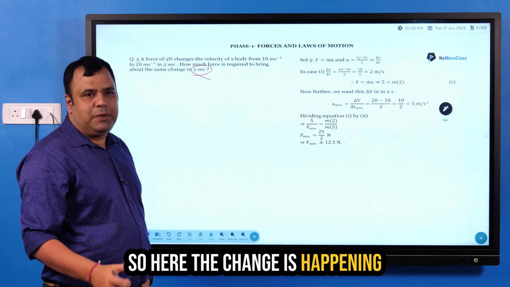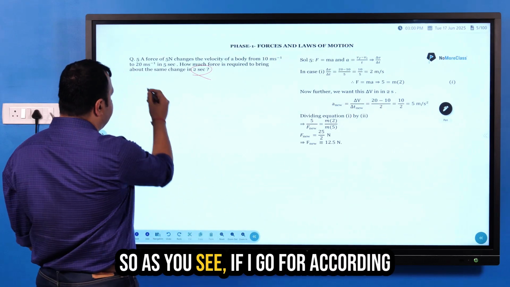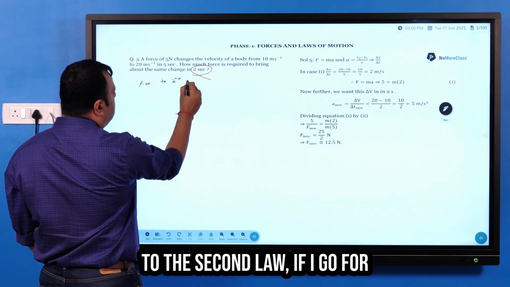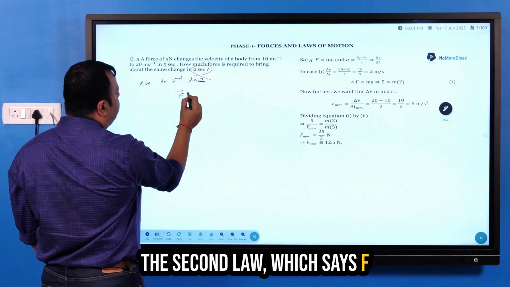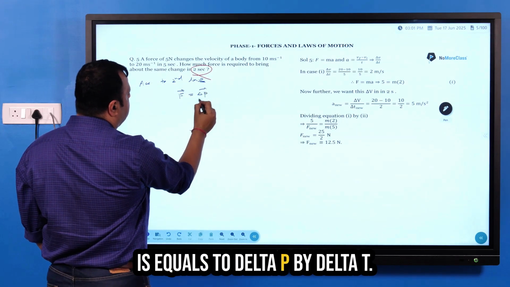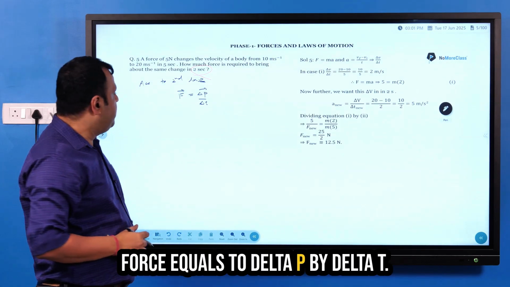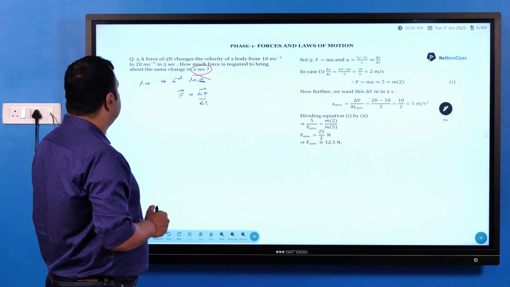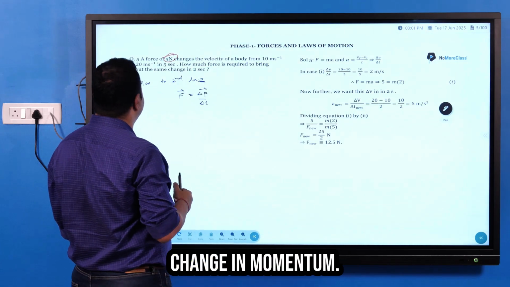So here the change is happening in terms of momentum and the cause is the force. So according to the second law, which says F equals delta P by delta T. Force equals delta P by delta T. Here I am assuming a single force acting on a system. Now the value of force is given. Let's first calculate the change in momentum.